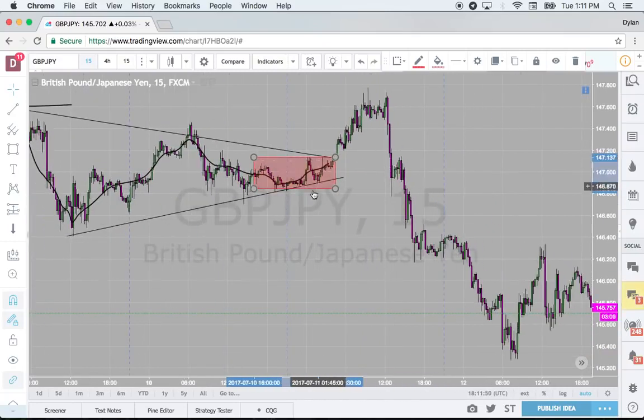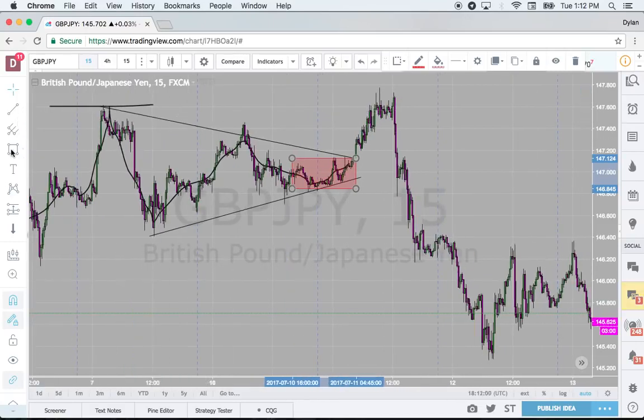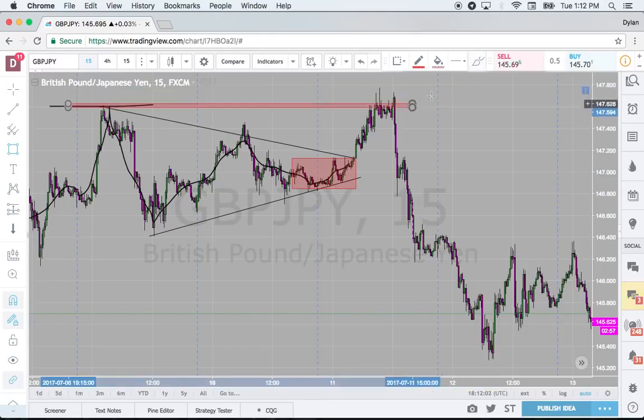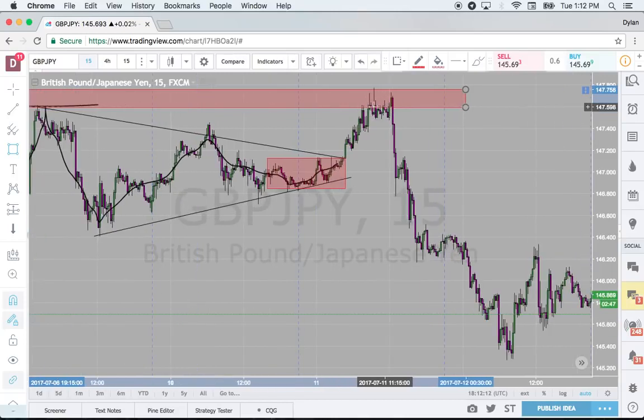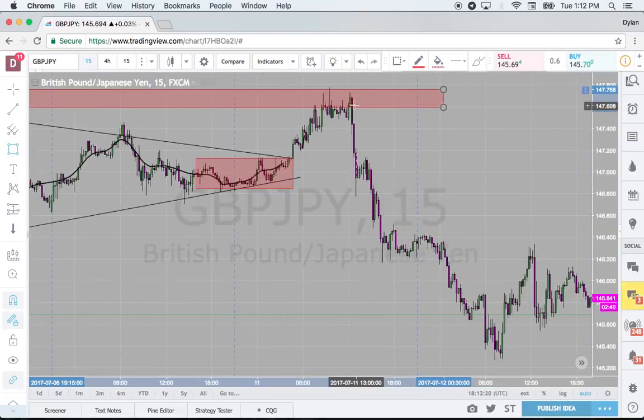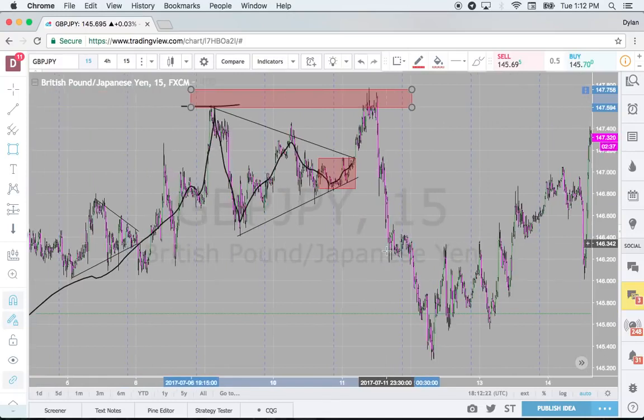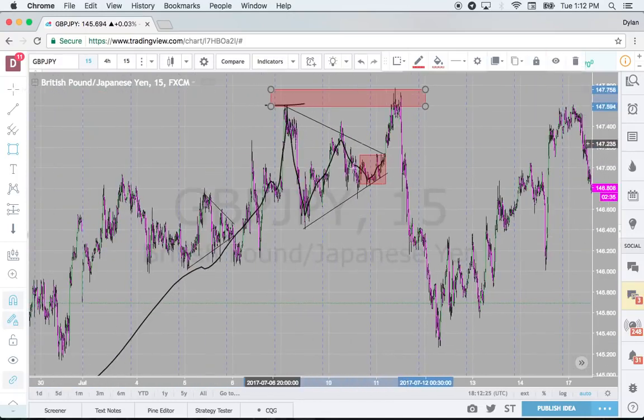Now, what happens after Asian session? Asian session ends, and then there's that breakout, and then in London session, you can see the high of the previous day, or the previous structure high, is worked for about 2 or 3 hours until finally price drops right before New York session. So that's just one example.